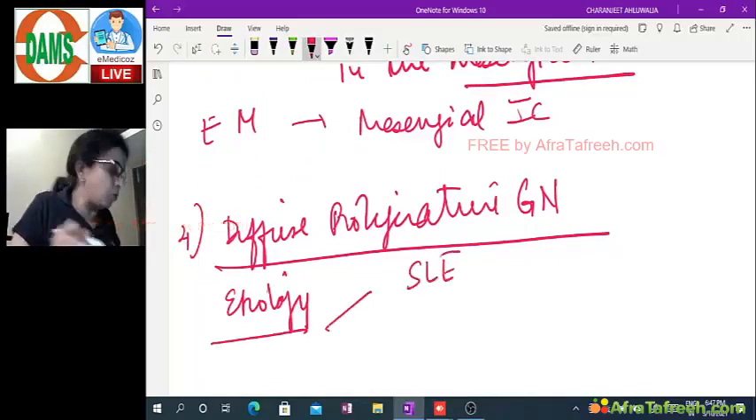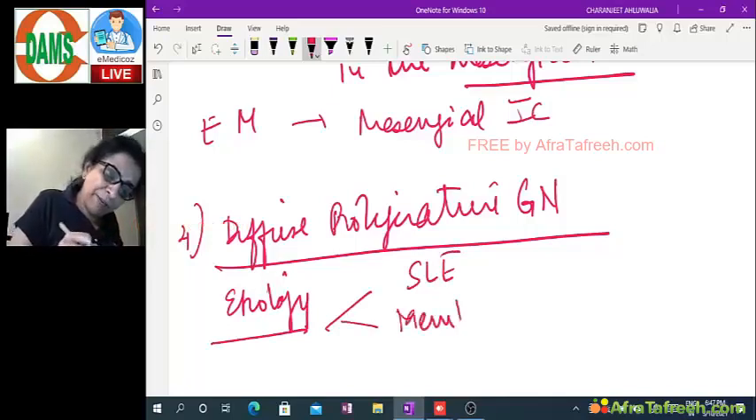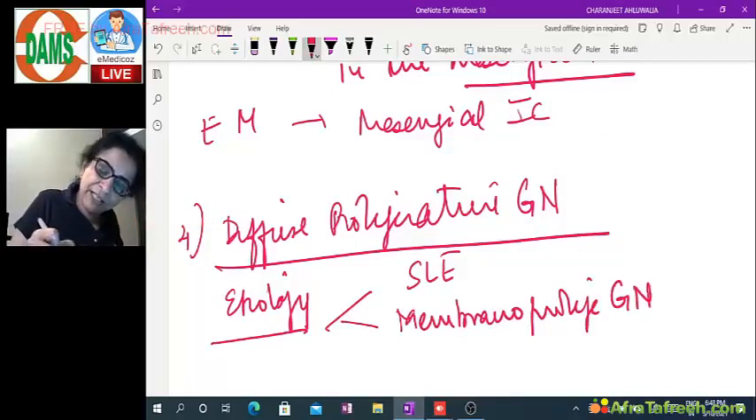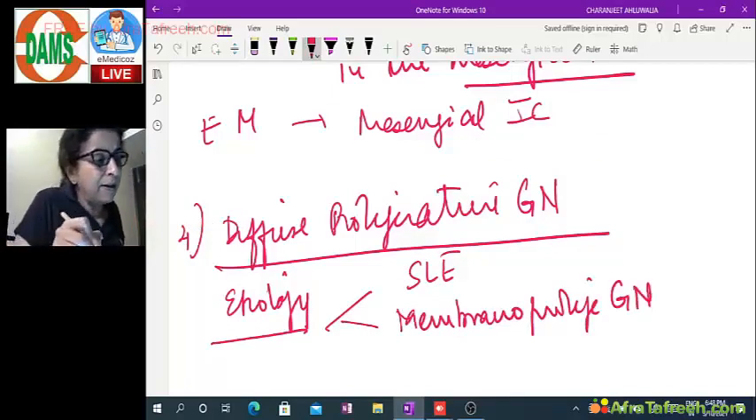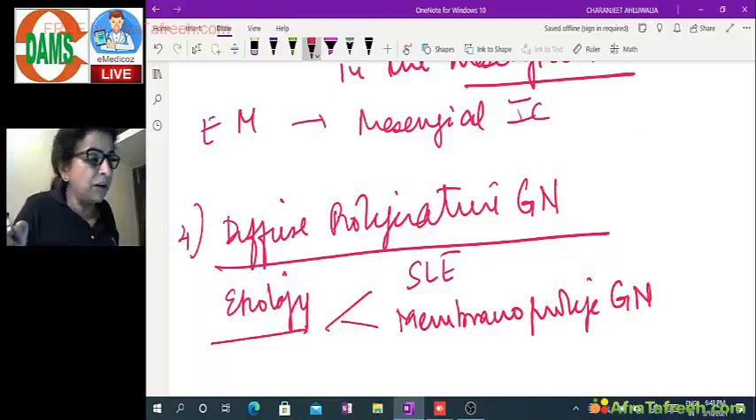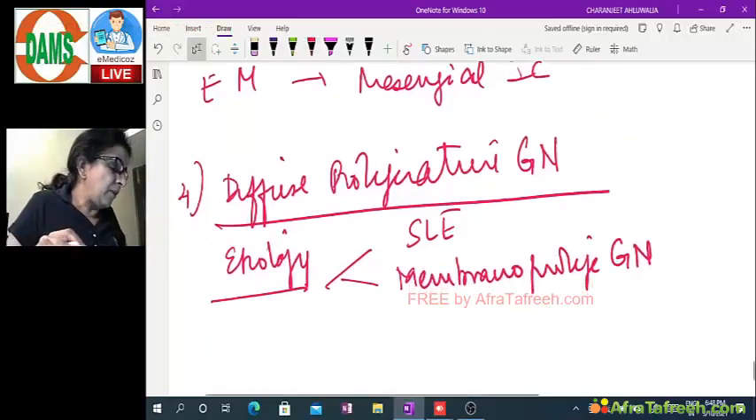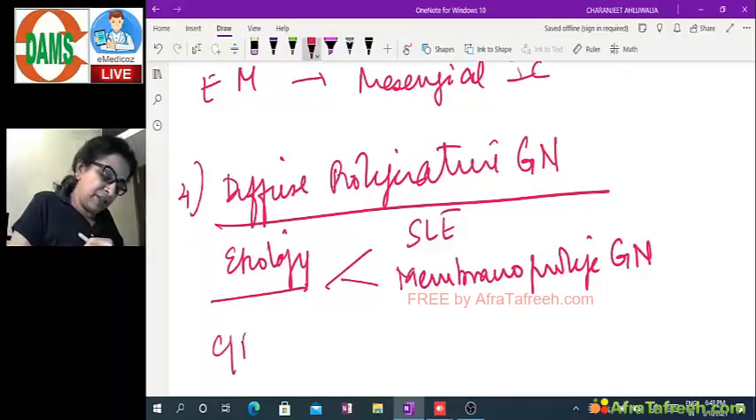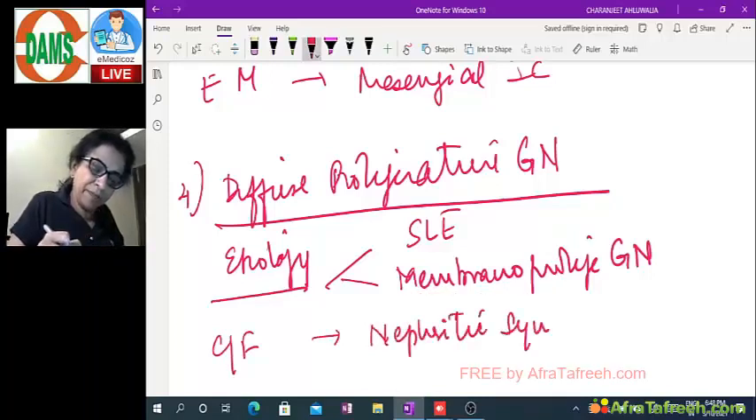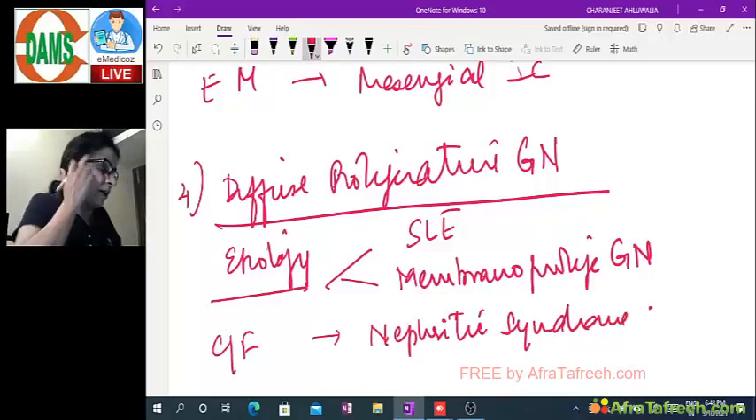SLE के patients को हो सकती है, या membranoproliferative, अभी हम पढ़ेंगे membranoproliferative glomerulonephritis के patients को बाद में it can convert into diffuse proliferative also. Okay, now clinical features: present with nephritic syndrome.